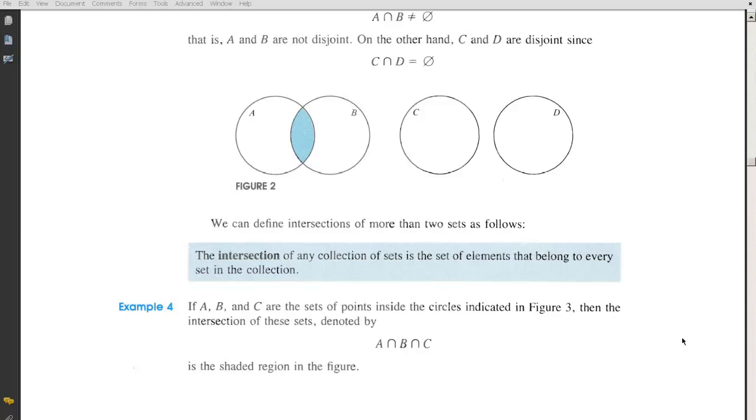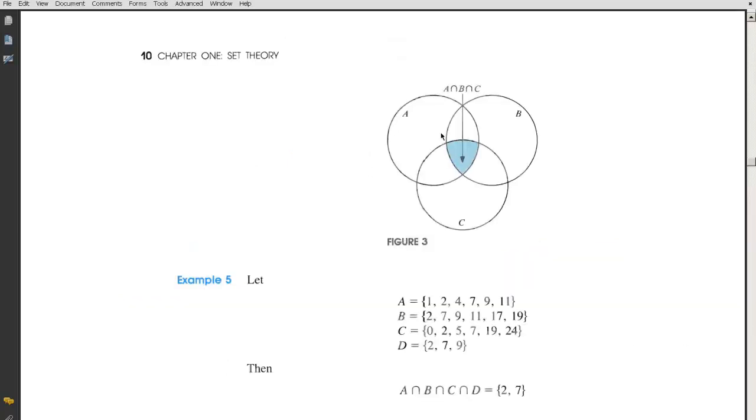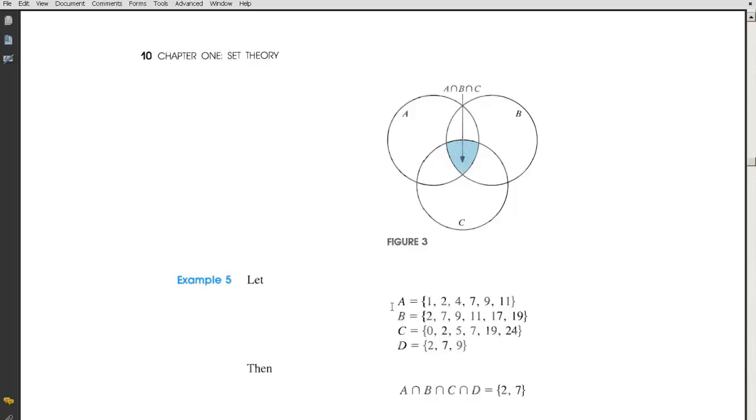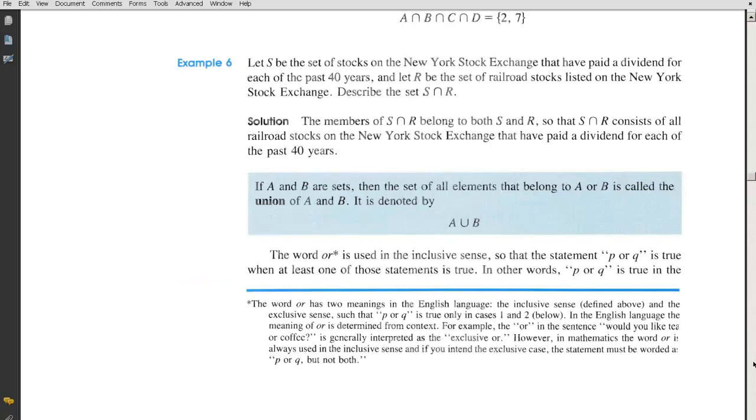Now, what if we have three sets like this? What do we mean by the intersection of three sets? It's the set of items which are common to all three sets. The intersection of any collection of sets is the set of elements that belong to every set in the collection. Okay, so here we have A, B, C, D. We can ask what's the intersection of A, B, C, D here, and it turns out 2 and 7 are the only two elements that are common to all four. You can read this example.